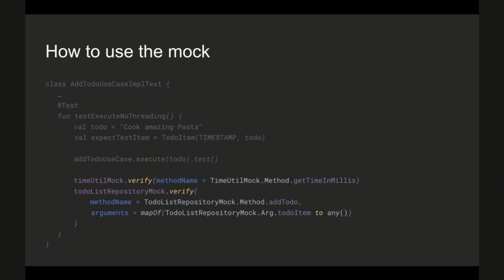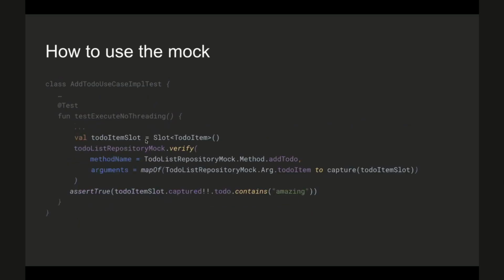There are cases where you want to capture as well, when you want to verify a property in your arguments, but you don't care about the full object. So in this case, you can use a slot. So you instantiate the slot, passing the to-do item as the type. And then in the arguments map, instead of passing the actual value or any, you capture the to-do item slot, and then you can unwrap it and get the captured value and assert on anything. So for example, for this one, we just assert on the to-do item inside it contains any string.